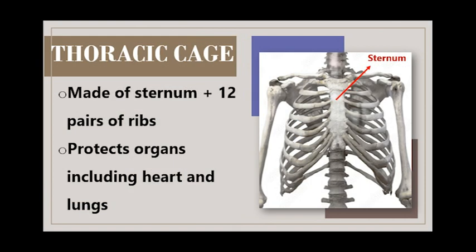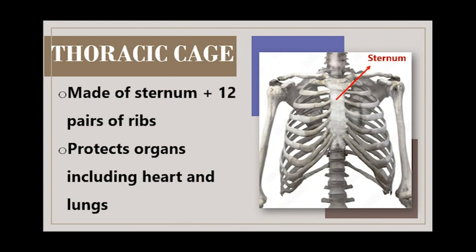Then we have the thoracic cage. It is made of sternum or breastbone and 12 pairs of ribs. That is 24 ribs. It forms a protective cage around organs including heart and lungs. Some of the ribs are attached directly to the sternum.